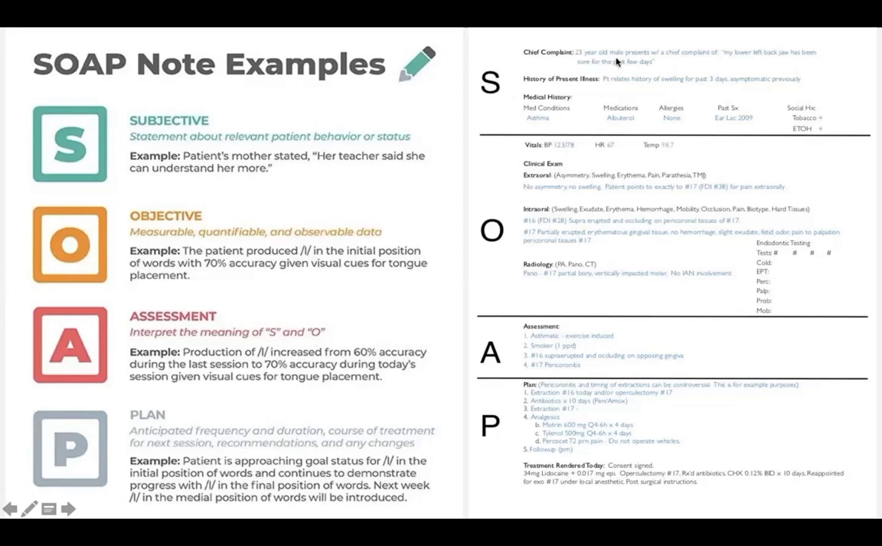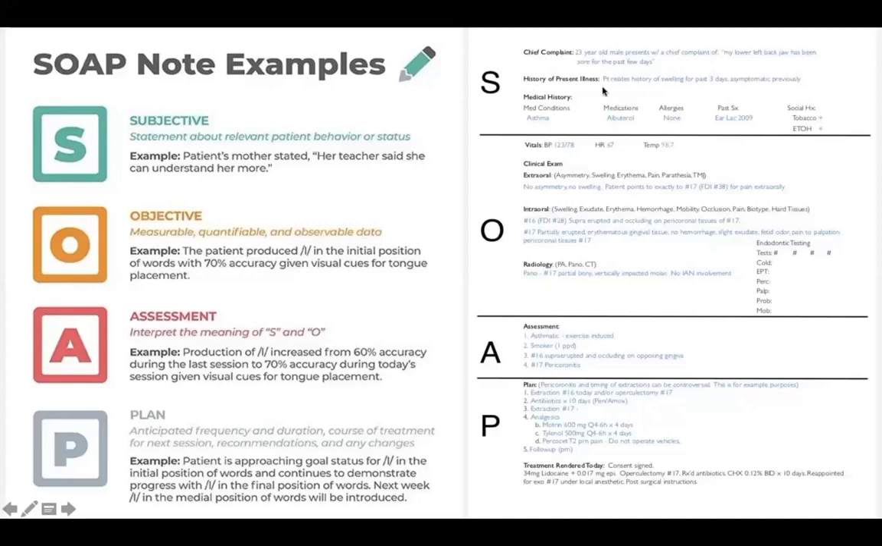Chief complaint: a 23-year-old male presents with a chief complaint of "my lower left jaw has been sore for the past few days." So why is it in inverted commas? Because the chief complaint is the patient's own words. So we have written it in inverted commas. This is the exact sentence he has said, directly out of the mouth of the patient.